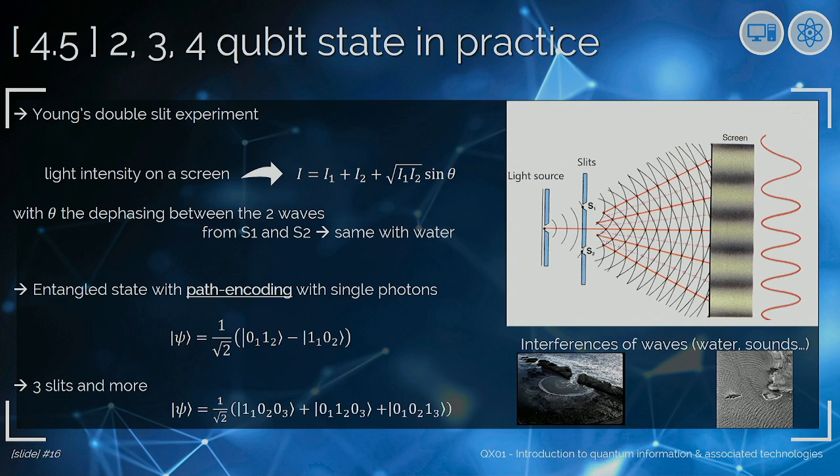So that would be with light. Again, I'm going to show you in a minute. And typically what you can show is that the light intensity I on the screen would be the sum of the two intensities separately, if you were to close each aperture one after the other. So you would have I1 and I2 for each aperture, plus this term, which is an interference term, with sine theta, where theta is basically the dephasing between the two waves from the two holes.